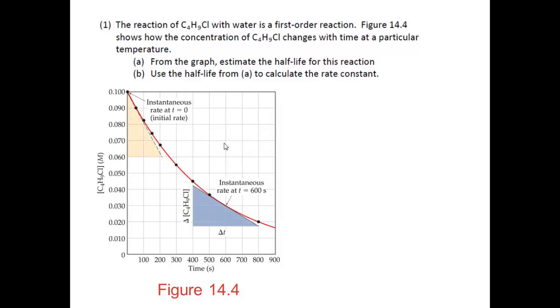The reaction of chlorobutane with water is a first-order reaction. This figure shows the concentration of the chlorobutane changing with a particular time at a particular temperature. A. From the graph, we're going to estimate the half-life of this reaction. B. Use the half-life from A to calculate the rate constant.